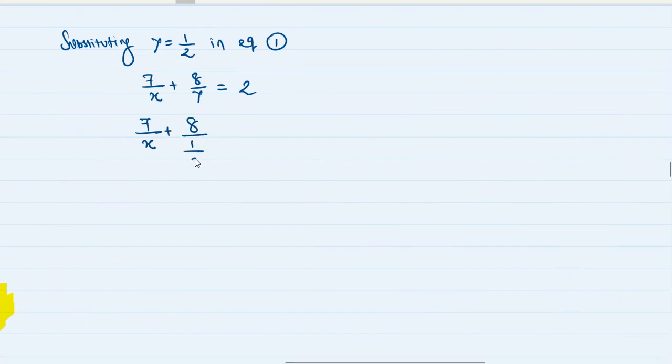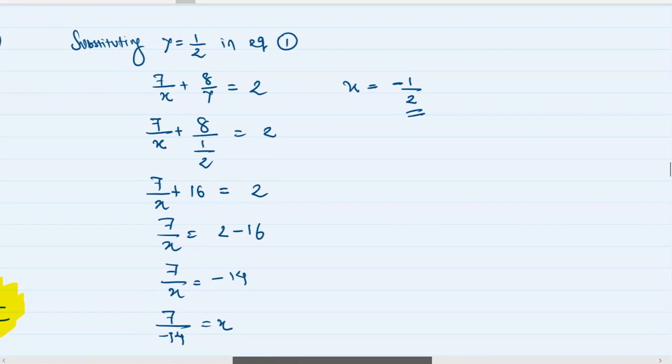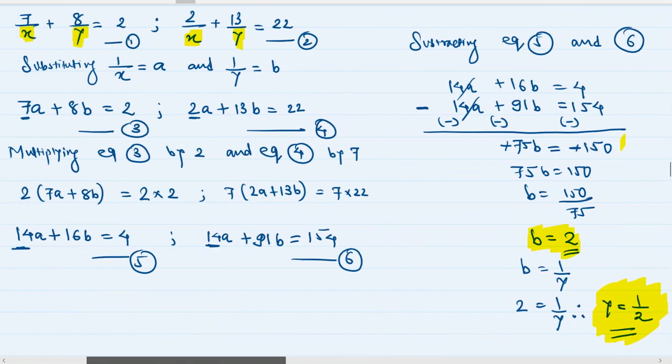What is y? y is 1 upon 2. Let's simplify this. So this 2 will get multiplied with 8, so it will become 16. 7 by x is equal to 2 minus 16. 7 by x is equal to minus 14. So 7 by minus 14 is equal to x. So x is equal to minus 1 by 2. Right? So this is the value of x, minus 1 by 2. What is the value of y? 1 by 2. That is how you need to solve these kind of questions.